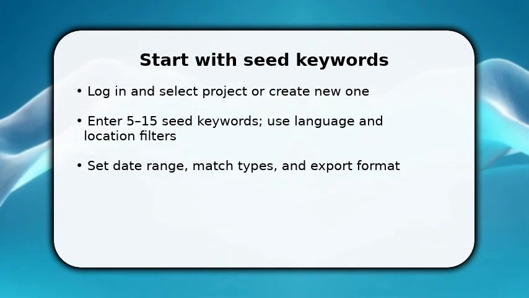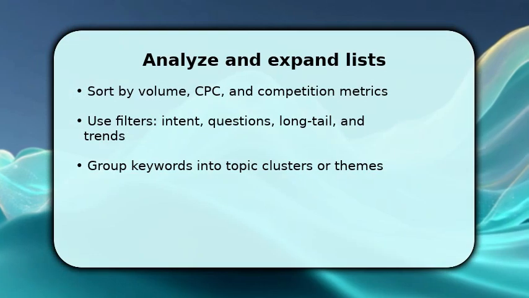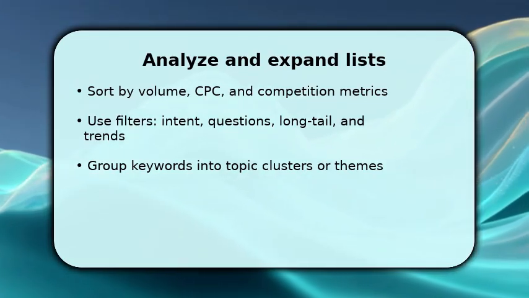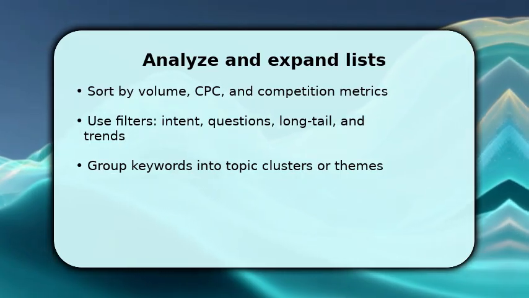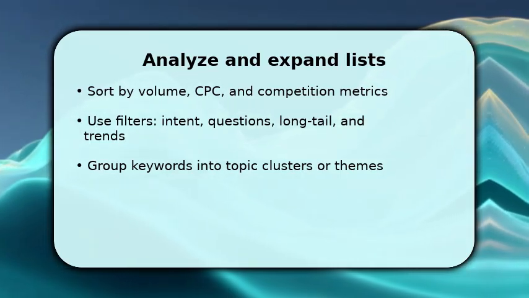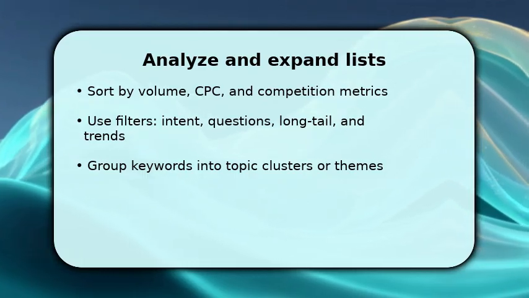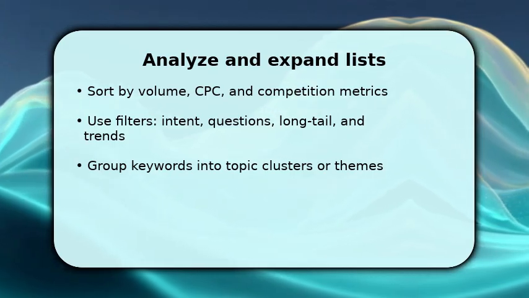You now analyze the returned keywords by sorting on volume, CPC, and competition to spot opportunities. Then expand using related suggestions and questions. Prioritize long-tail terms where intent is clear. Make sure to filter for commercial, informational, or navigational intent depending on your goal. Group keywords into clusters or themes so you can plan content or add groups efficiently.